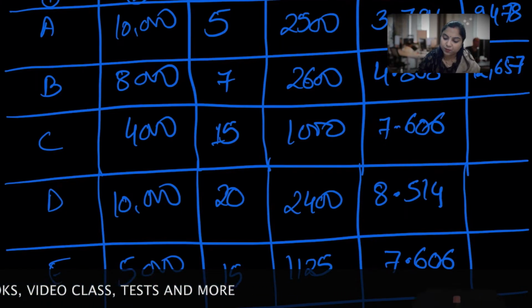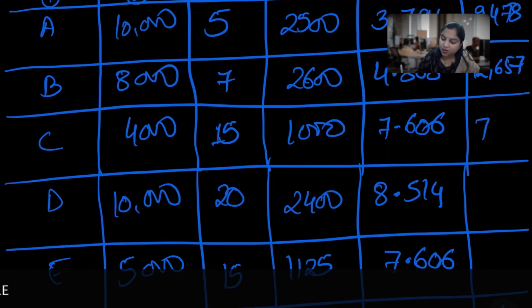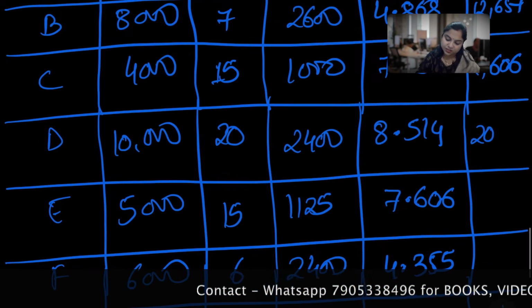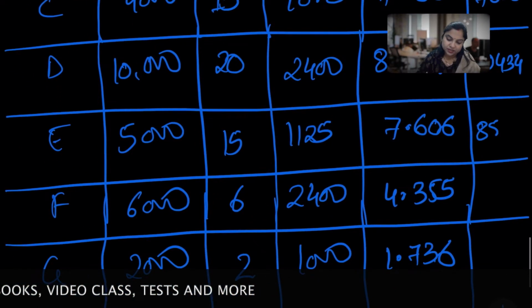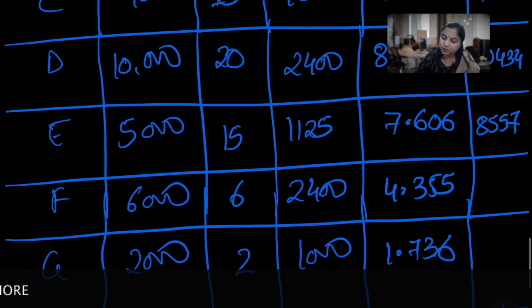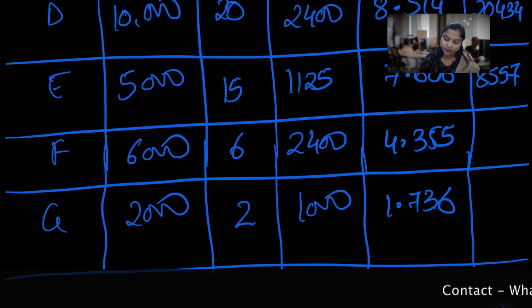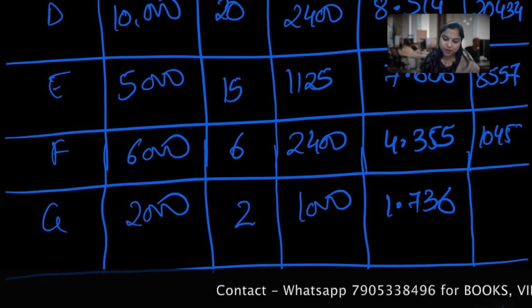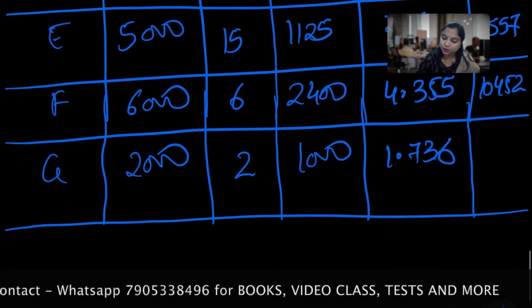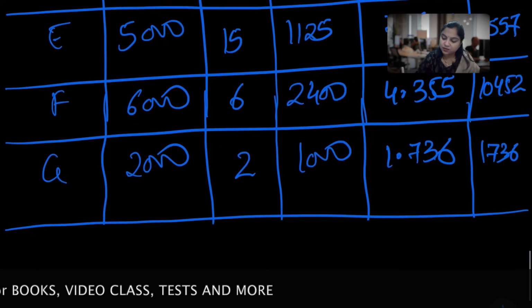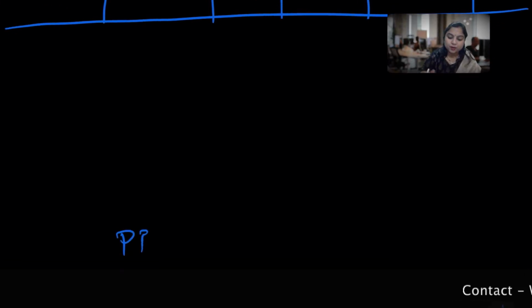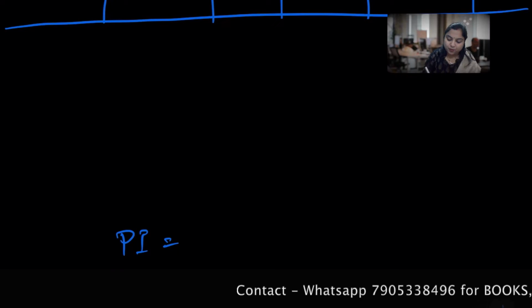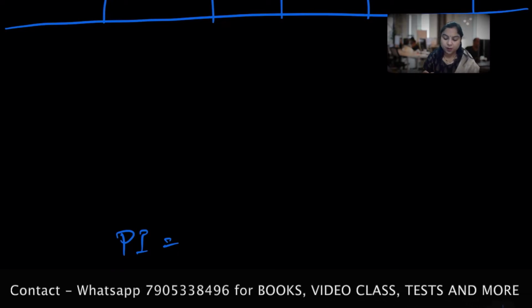12,657 for B, 7,606 for C, 20,434 for D, 8,557 for E, and for F 10,452, and for G 1,736. So if you can recall your profitability, I'm writing the shortcut, please avoid it for the purpose of an examination.